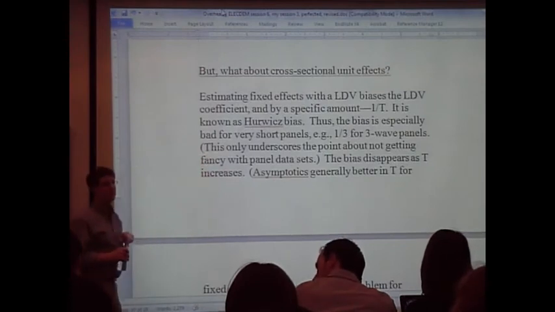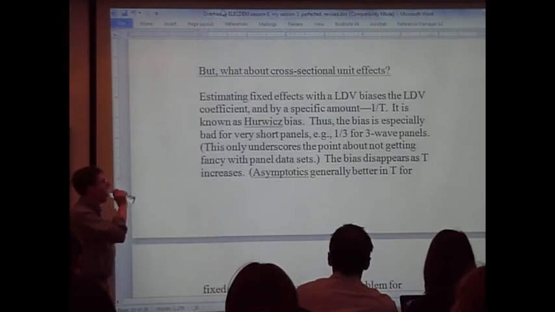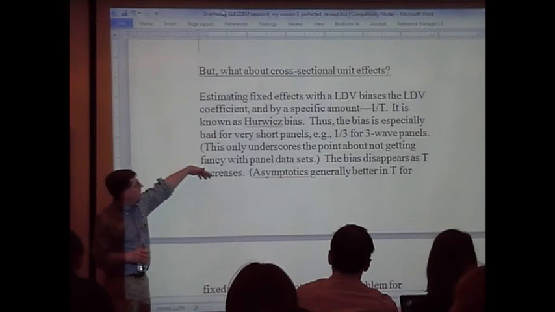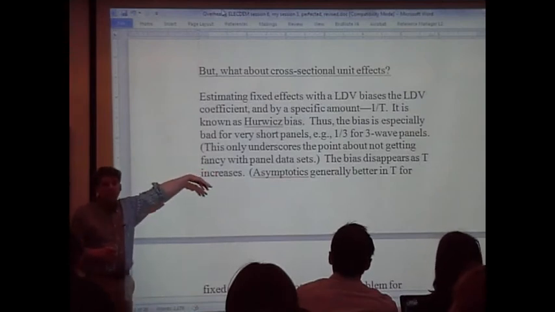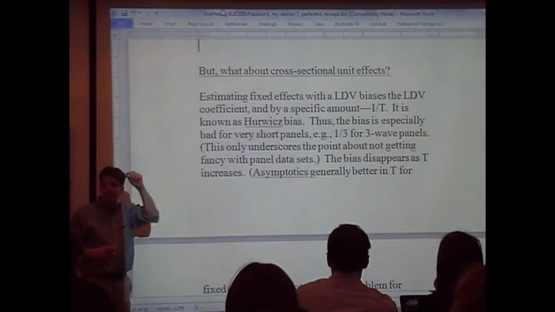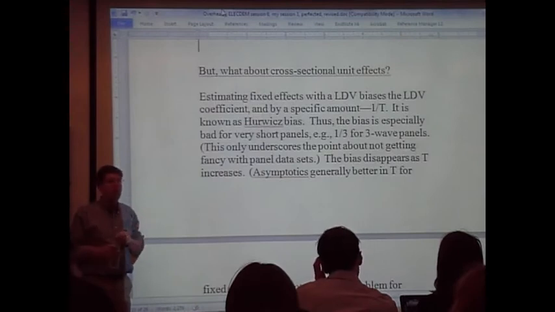Be careful with panel data. Now the bias disappears as t increases. Why? Because it's 1 over t, right? So if you've got 30 time points, what's the bias? It's small. So it's a 3% bias. That's okay. Instead of a 0.92, I get a 0.89, 0.9. I'll live with it.